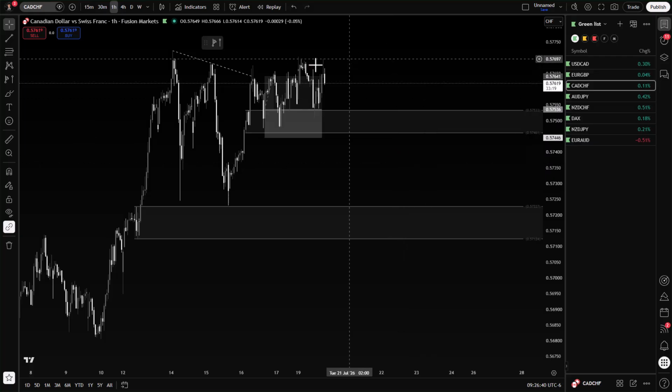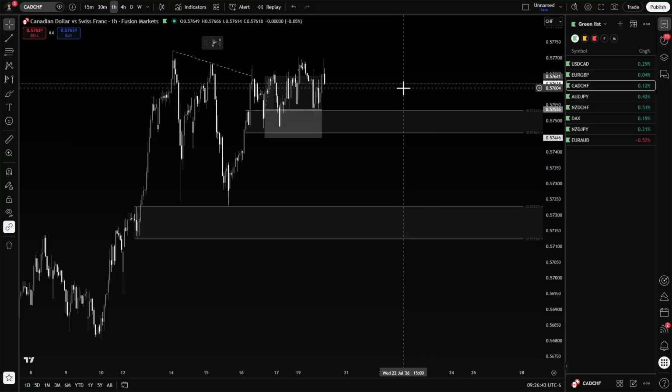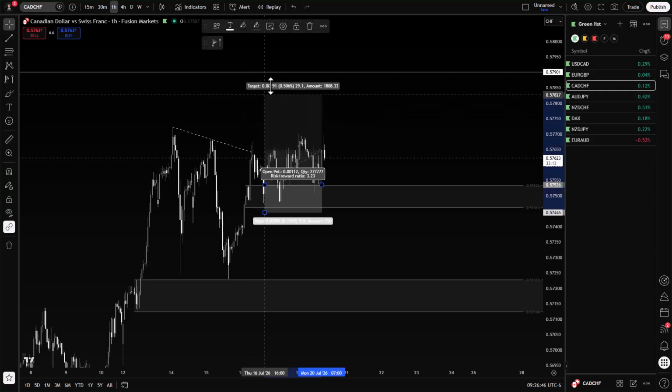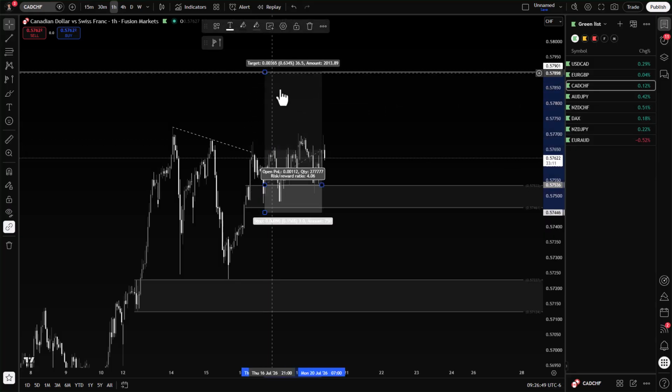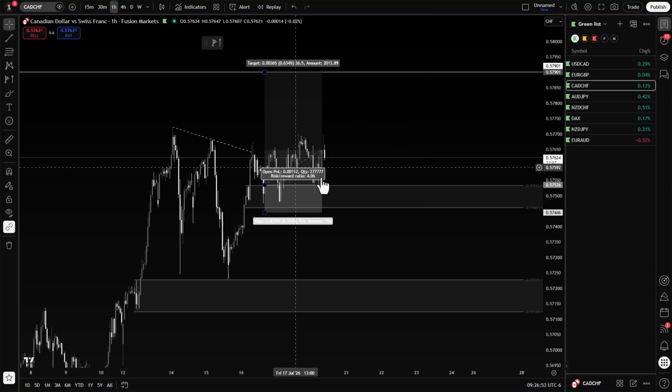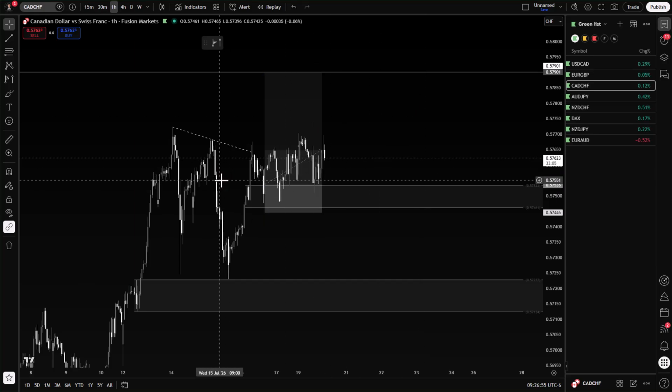But again, I don't know if this is going to work out. I don't know if price will rally all the way up here. I'm not sure, but in case it does, then great. I'm here. I just moved to break even a few hours ago, and I'm just waiting for the price to move to the upside, hopefully.